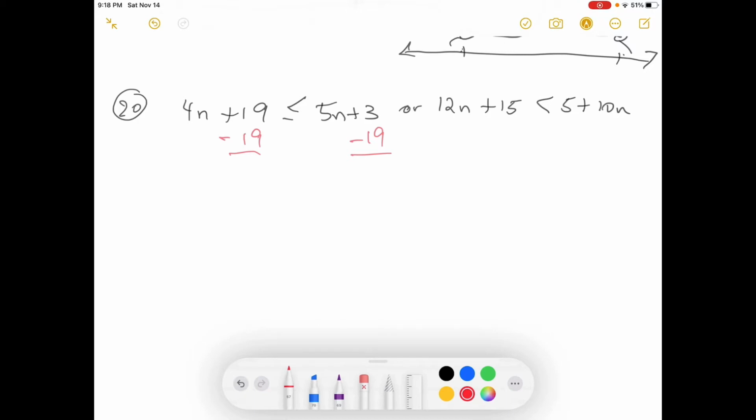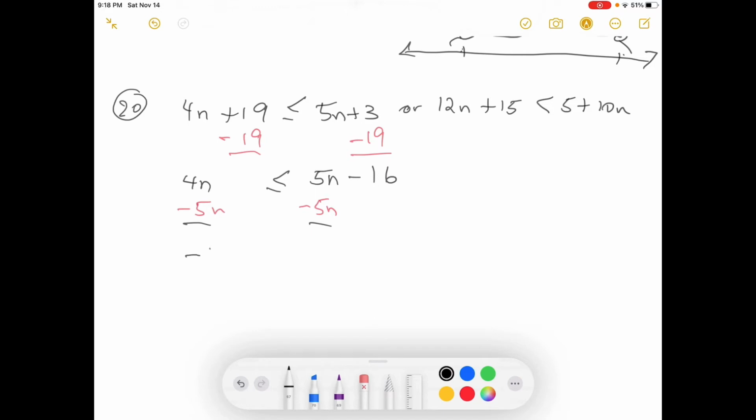from the other. So we end up with down here 4n, this 19 minus 19 is 0, is less than or equal to 5n minus 16. Now, to get the letters on the left-hand side and the numbers stay on the right, we want to subtract by 5n here. We're just going to follow our principles and see where they take us. We want to make sure we do it on both sides.